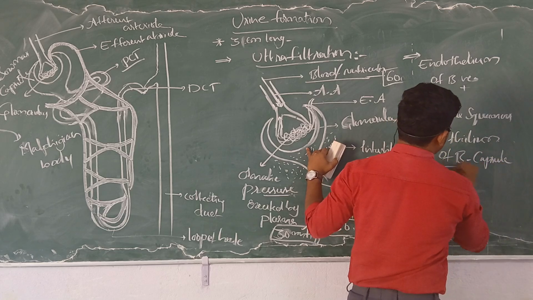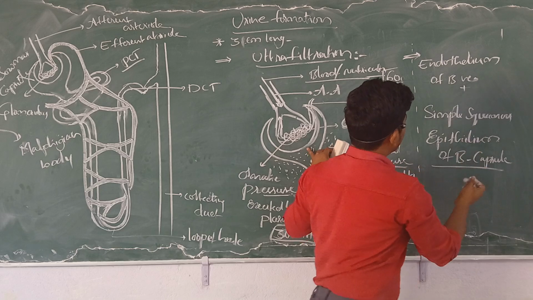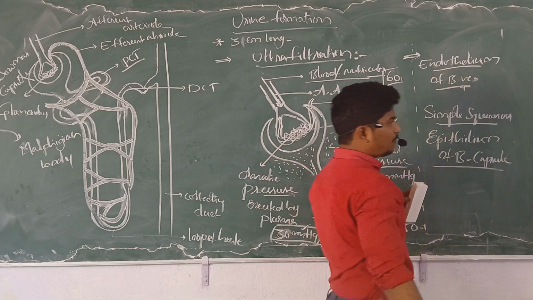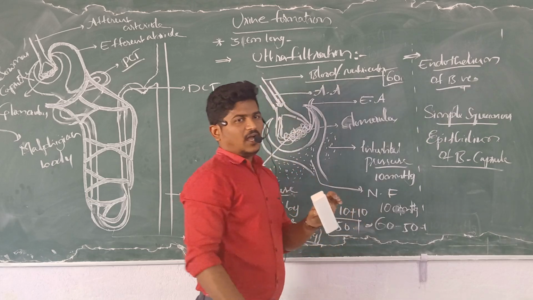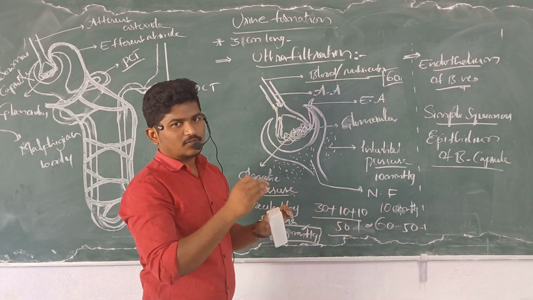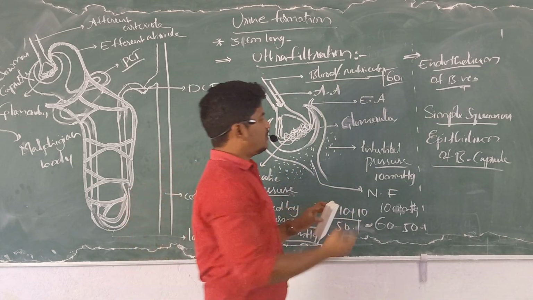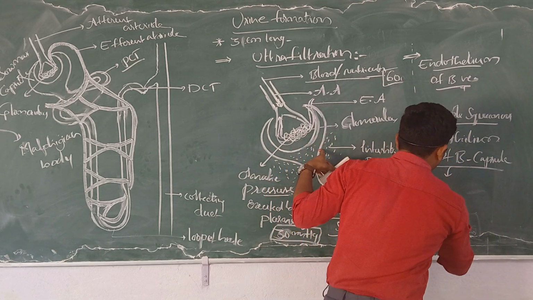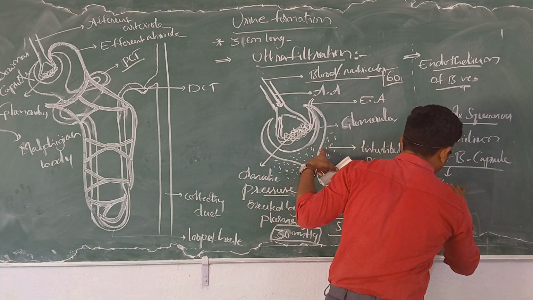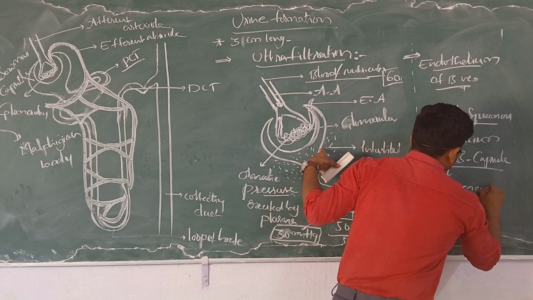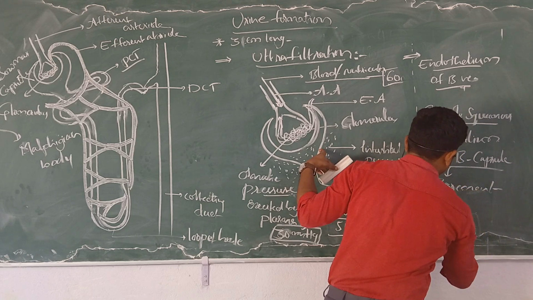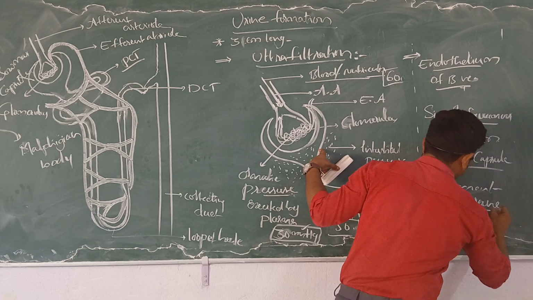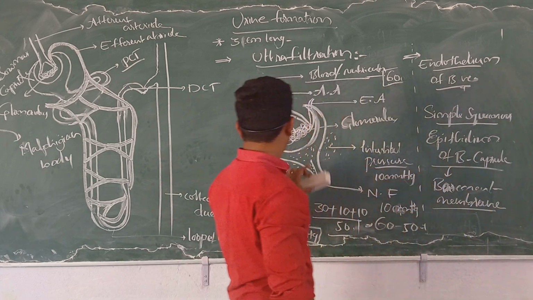And now these are the parts. If you see clearly, this is also squamous epithelium, this is also squamous. Then both of these have a membrane present here. That membrane we call a basement membrane. Basement membrane is present in between these two.